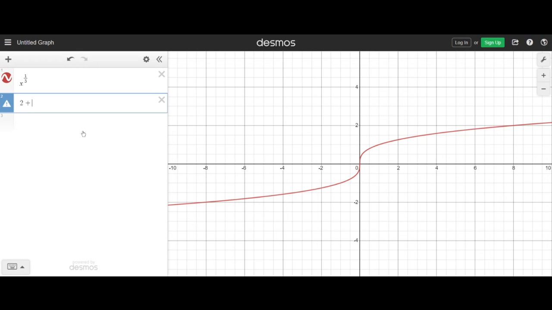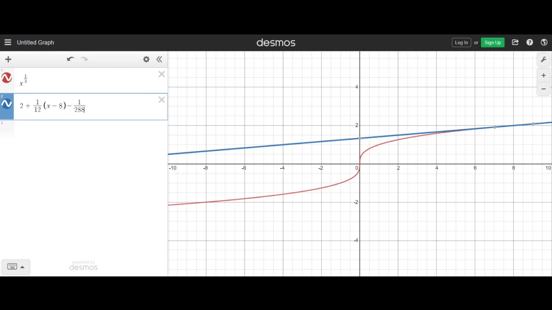So we have 2 plus 1/12 times x minus 8, plus, or minus, I should say, 1/288 times x minus 8 squared. Okay, and there's the picture.